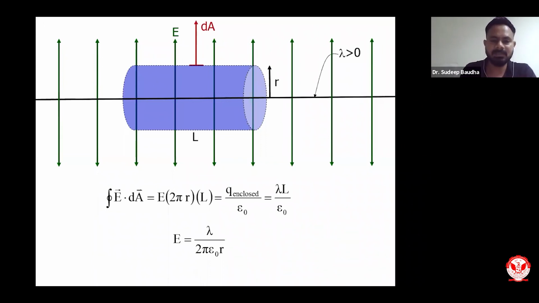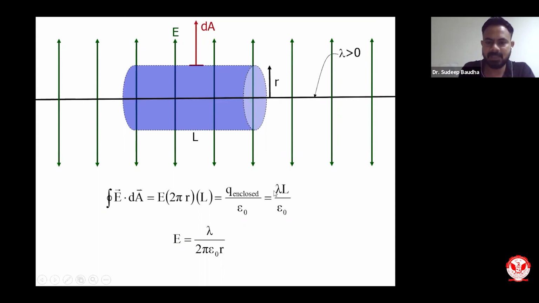As in this case, you know what the area will be? Area is 2 pi r L, where r is the radius of the cylinder and L is the length. So this is the actual area enclosed by this volume. E is the uniform electric field. What will be the charge? Charge will be Q. In this case, we are considering only this much length, because this much length will be enclosed by this Gaussian cylinder.